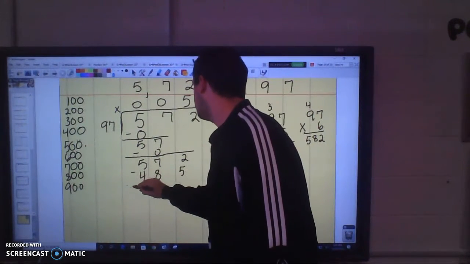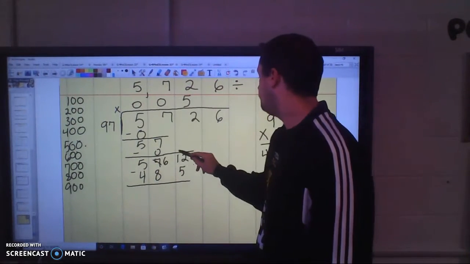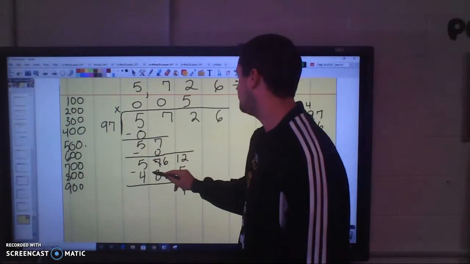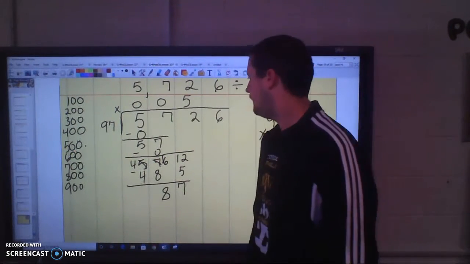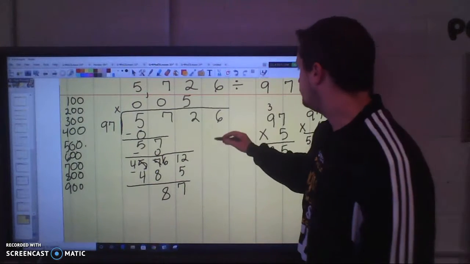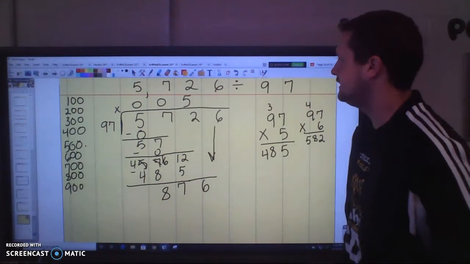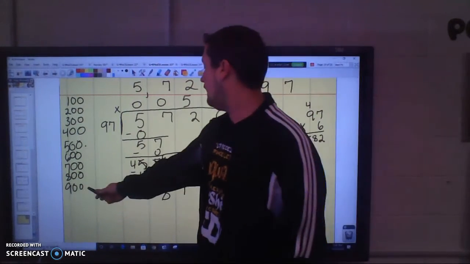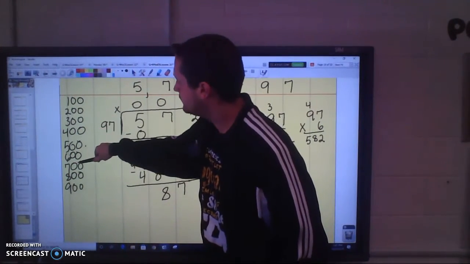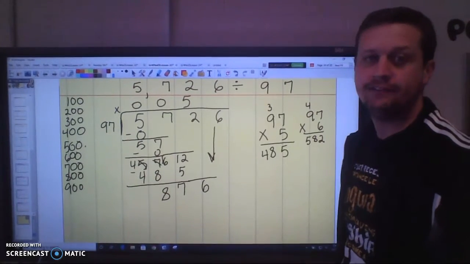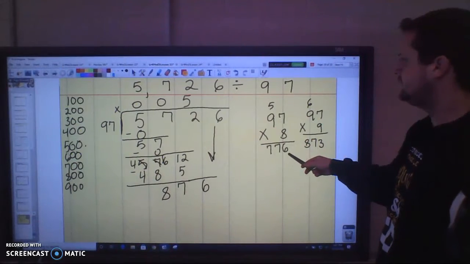And we're going to subtract. Can't do 2 minus 5. 12 minus 5, 7. Can't do 6 minus 8. 16 minus 8, which would be 87. Bring down our 6. So now I have 876. Well, 900 would be too much, so that would be 1, 2, 3, 4, 5, 6, 7, 8. So I'm going to try 97 times 8. All right, so I did 97 times 8, and I got 776.